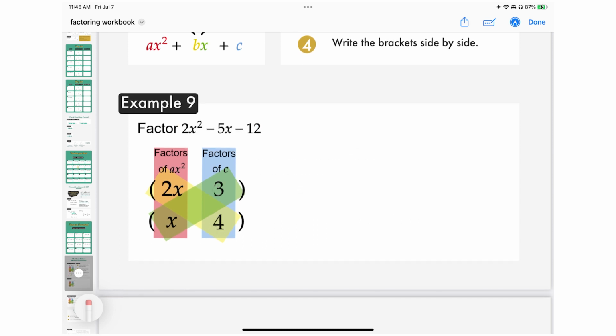There's no way to get negative 5. So I'm going to switch the position of the 3 and the 4 and see if this helps. It does. 8 and 3 can definitely make 5 if the 8 is negative. Now I ask myself, where did the negative 8 come from? The 8 was made with the 2 and the 4, so the negative is going to go with the 4. Now that the combination of factors is correct, we can write the two binomials side by side.